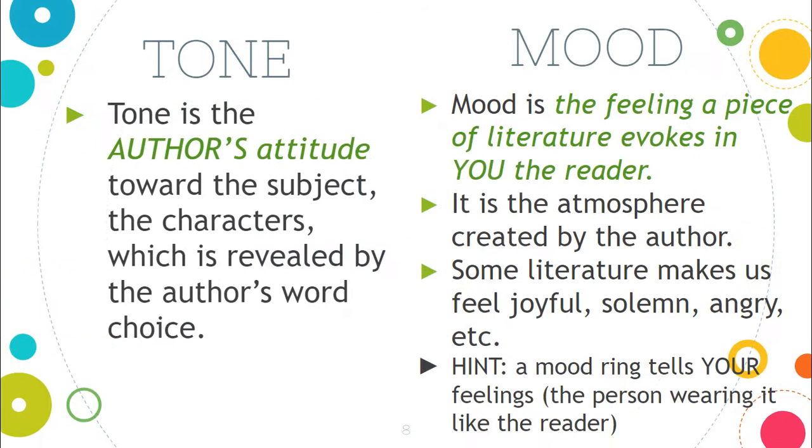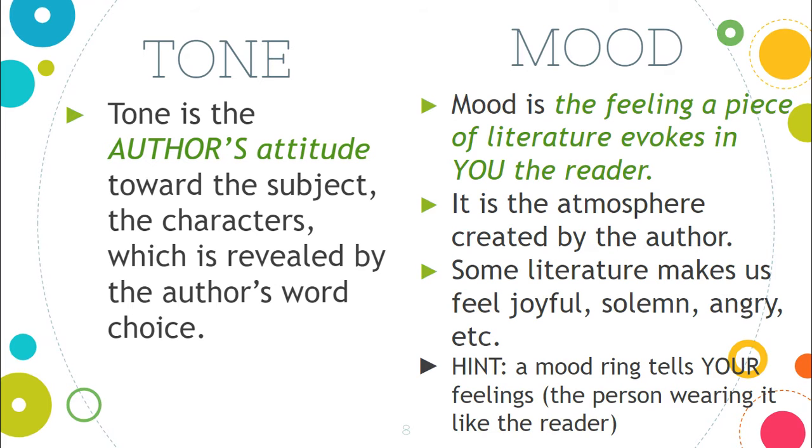So let's go over mood and tone. Readers need to determine the tone and the mood of a text, and it'll help us understand the author's intent, or maybe some in-between meanings or aha moments that the author wants us to figure out. The tone is the author's attitude towards the subject and the characters. And this is revealed by the author's word choice.